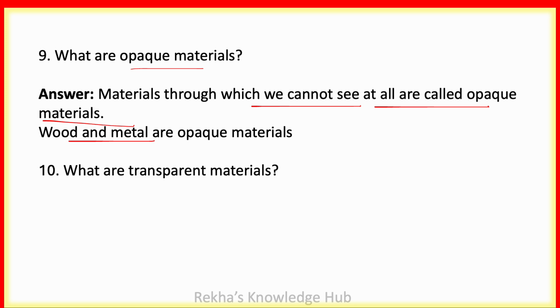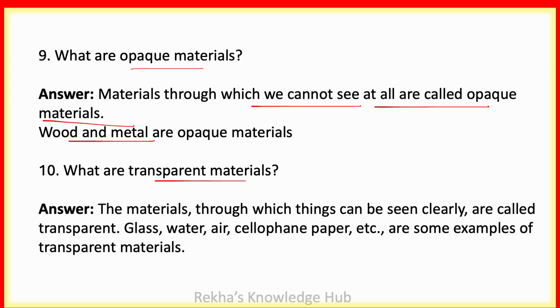Okay. Then, what are transparent materials? The materials through which things can be seen clearly are called transparent materials. Glass, water, air, cellophane paper, etc. are some examples of transparent materials. The materials through which we can see things clearly are called transparent materials. For example, glass, water, air, cellophane paper, etc.